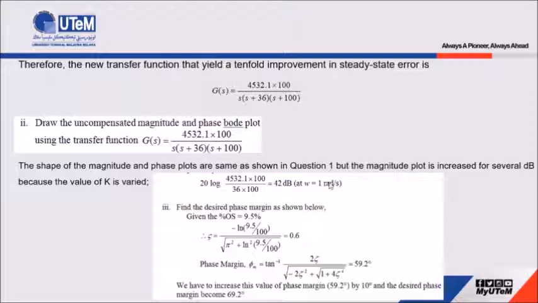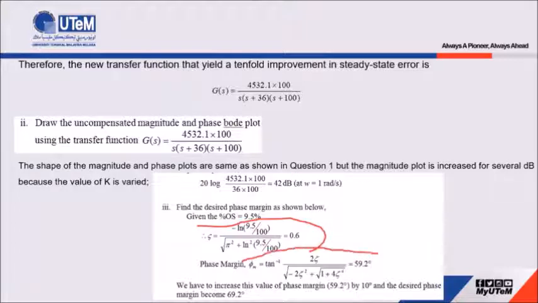Let us look at how much the magnitude plot was increased. Based on this G(s), the gain is this value divided by 36 times 100. After we calculate it in dB, 20 log K, we get 42 dB. This occurs at omega equal to 1 radian per second. For the desired phase margin, this value can be obtained the same way as in question number 1, so we just use the same formula.